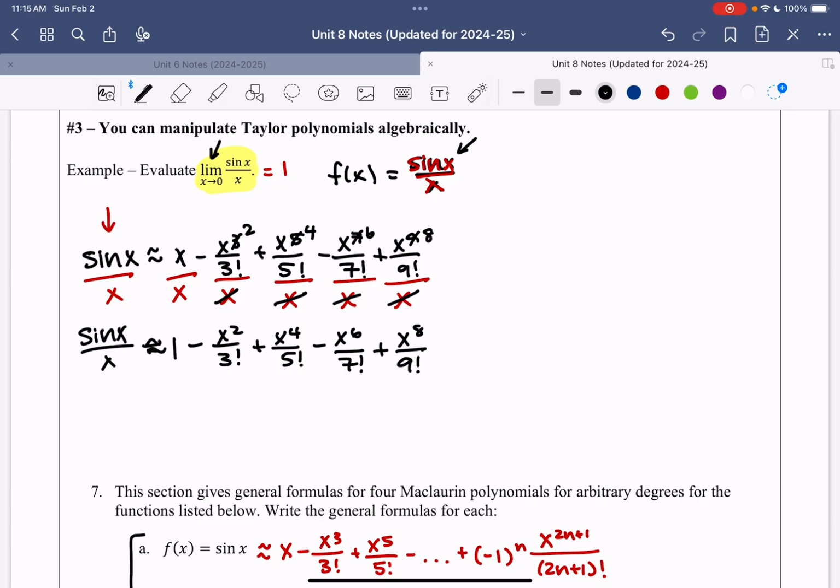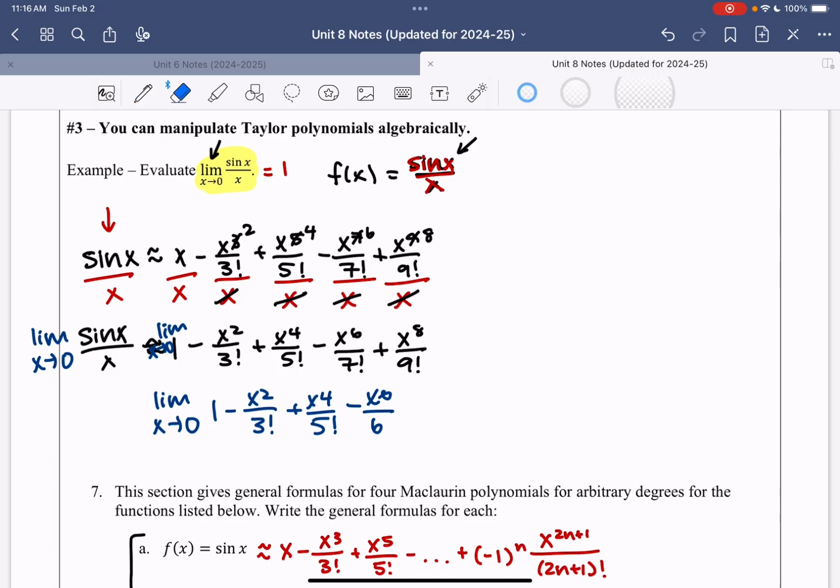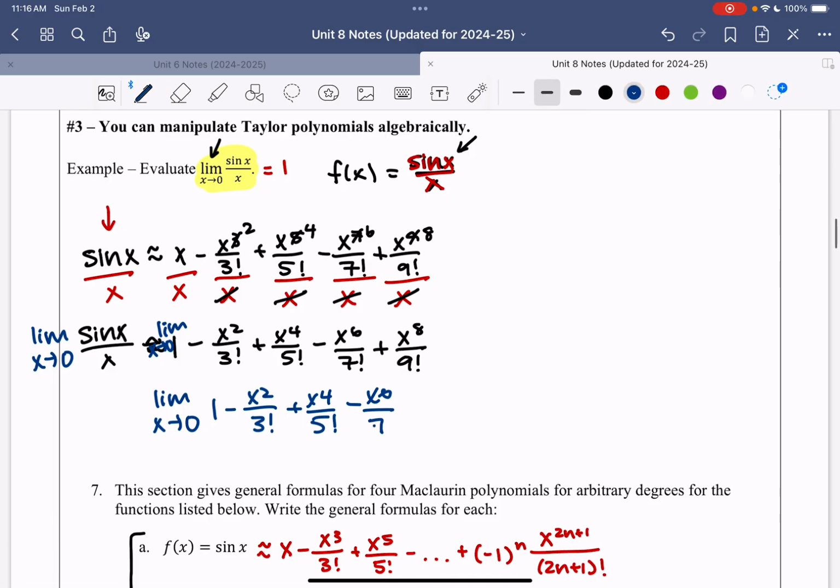Okay, now what we're going to do is we're going to take the limit as x approaches 0 of both sides. Okay, well, let's see what happens. Okay, and actually I'm going to write this out again. Okay, so as we take the limit of this, let's look at what happens with each term.